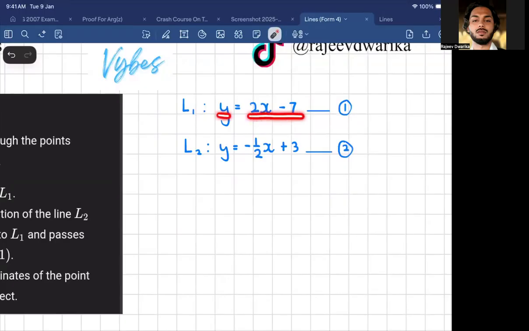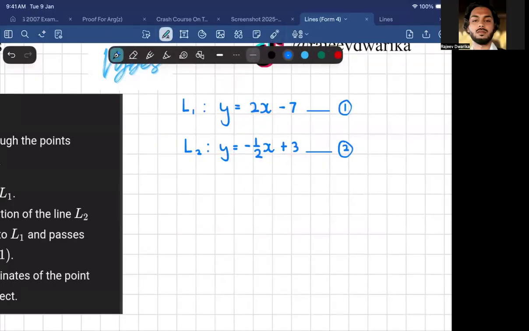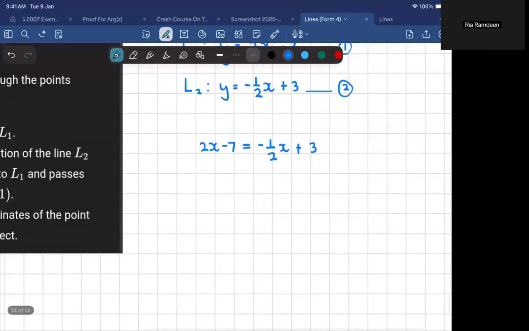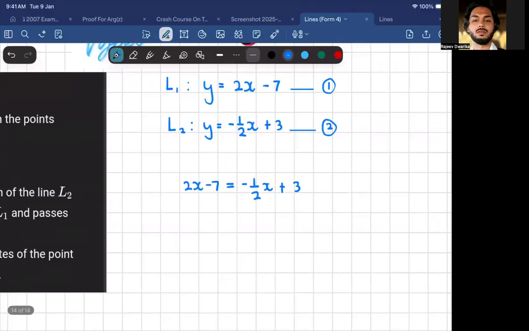y is equal to this. What is y also equal to? Negative a half x plus 3. So I'm going to say that 2x minus 7 is equal to negative a half x plus 3. You understand that? We're trying to find what? By doing that, we got rid of y. Technically, we don't know y anymore. So we could find x now.